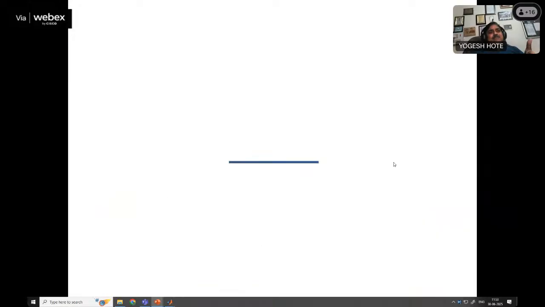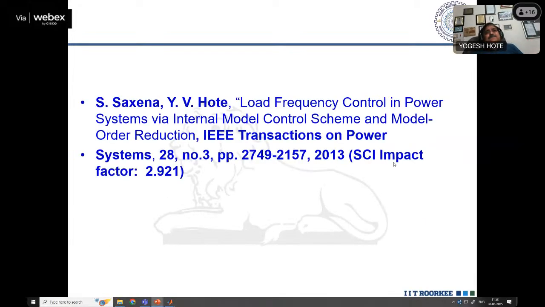Ultimately, the last point is this paper you can observe. Is it readable? Is it visible? Yes, sir. You can see load frequency control, power system, interval model control and model order reduction. In this particular research paper, I have used this Routh criteria, which was published in 1978. I used it in power systems and some other applications also.